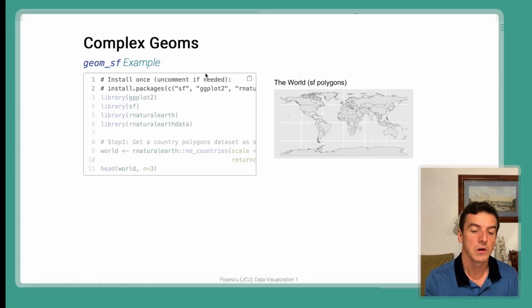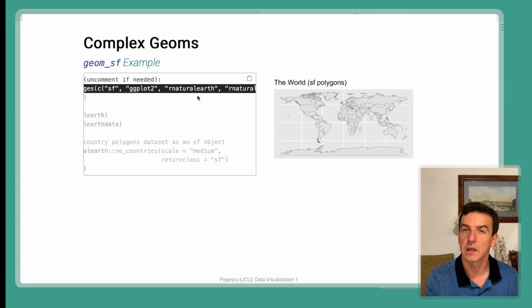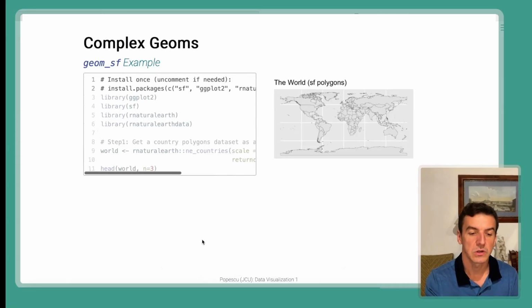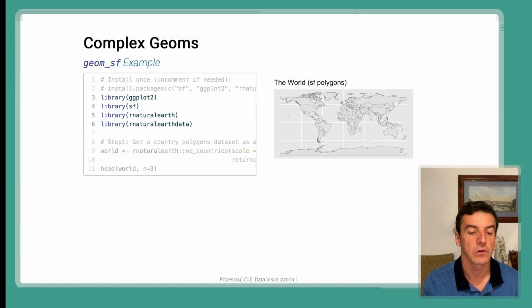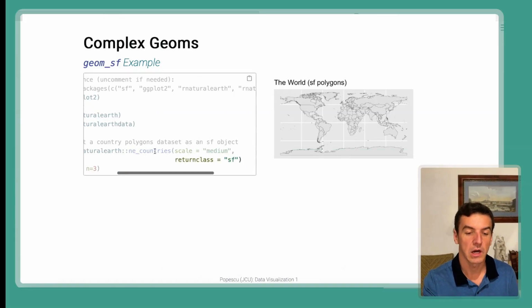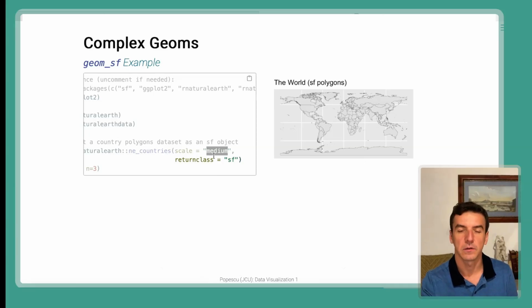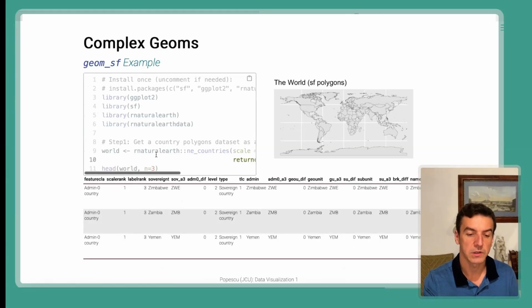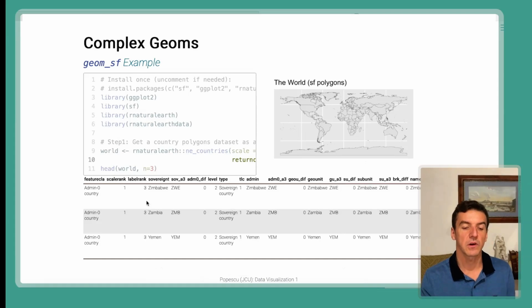First of all, make sure that you install these packages unless they're already installed on your machine. You load ggplot, you load the SF library, you load rnaturalearthdata and rnaturalearth. You extract data. So what I'm doing here, I'm extracting medium vector data, and then I'm investigating what our data looks like.